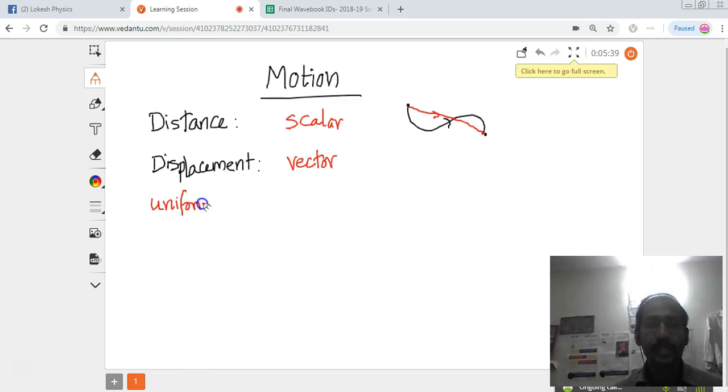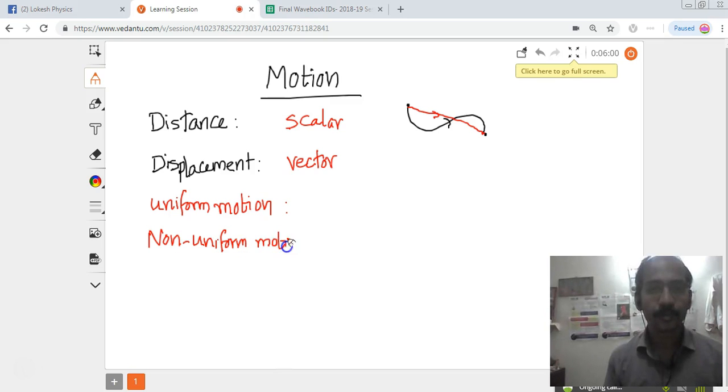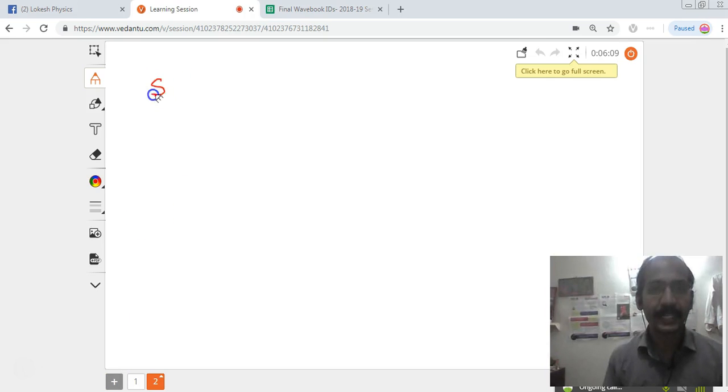What is uniform motion? Uniform motion is when the object covers equal distance in equal intervals of time. Very good. Excellent. Non-uniform motion? It covers unequal distance in equal intervals of time, or we can say the time will be different, and vice versa. Excellent.